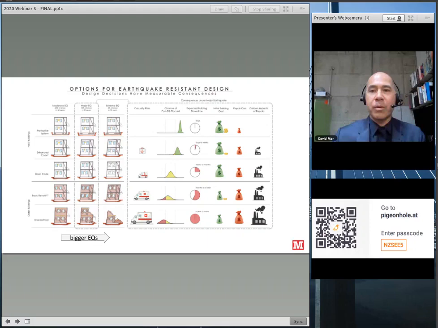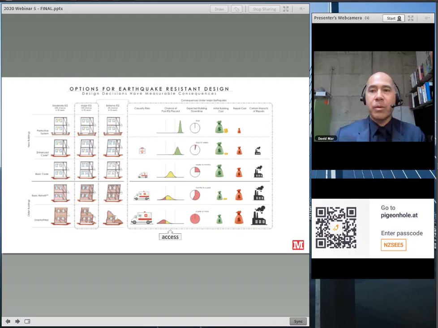So the next part is you see these images of what happens to these buildings with bigger earthquakes. The next component is the different features of safety. So how do different design choices affect safety? And I think as a community, we should feel really proud that we've got the safety thing worked out with modern codes. I think we've done a really great job.